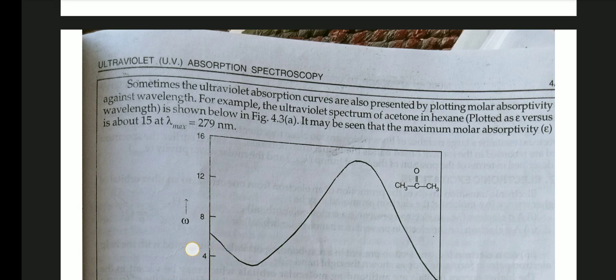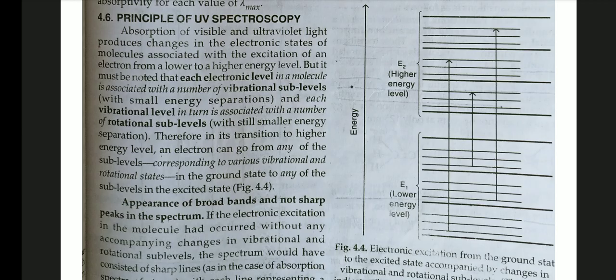Now we will read about the principle of UV spectroscopy. Absorption of visible and ultraviolet light produces changes in the electronic state of molecules associated with the excitation of an electron from a lower to a higher energy level. But it must be noted that each electronic level in a molecule is associated with a number of vibrational sublevels, and each vibrational level in turn is associated with a number of rotational sublevels.